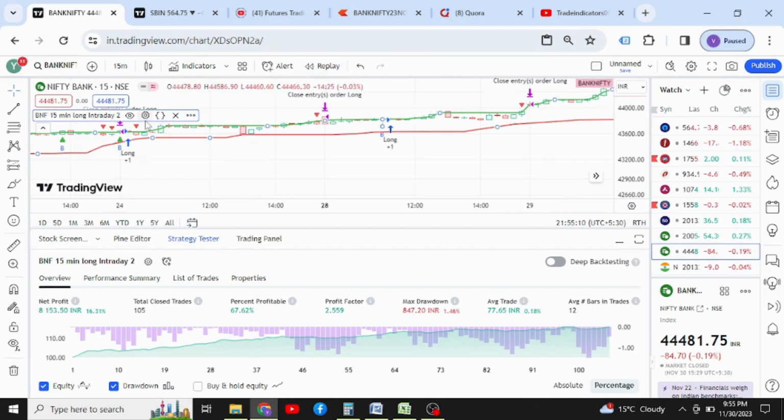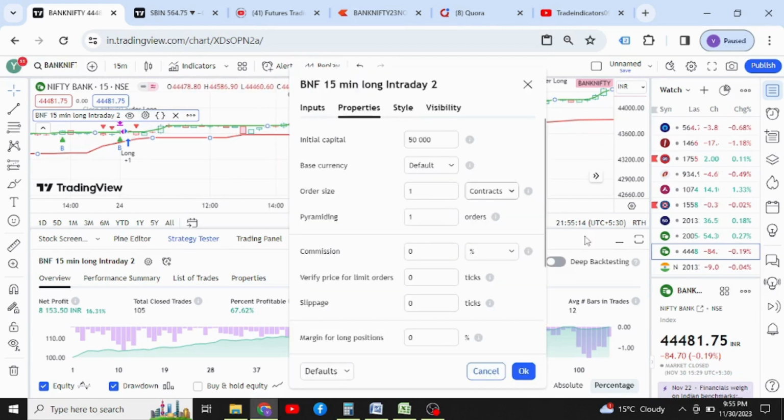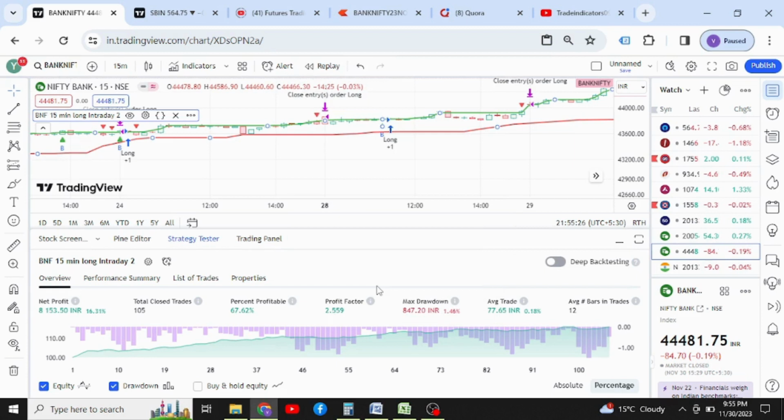Now this is the strategy. Here I have taken it as, let me say, 50,000, because this is 44,000. TradingView gives you the exact figures. If it is 44,400 and 44,500 is the exit, then it takes 100 points. This will be converted into options.